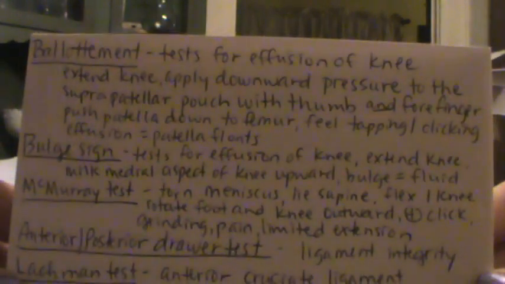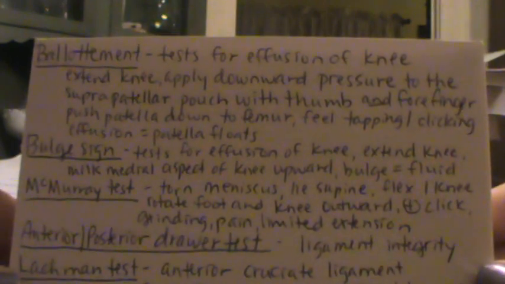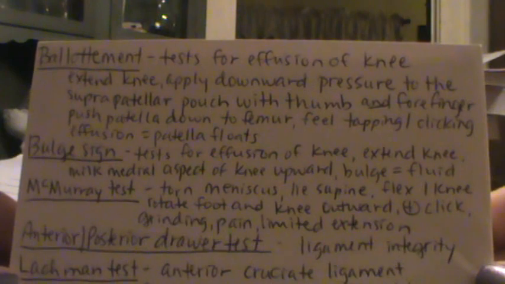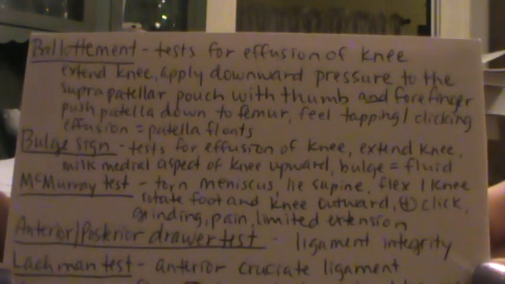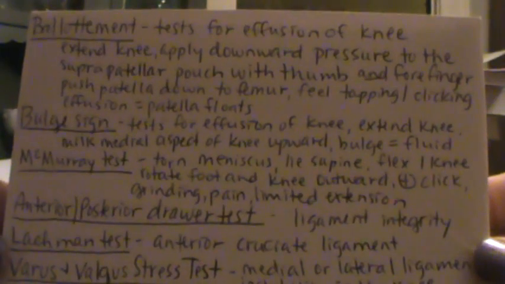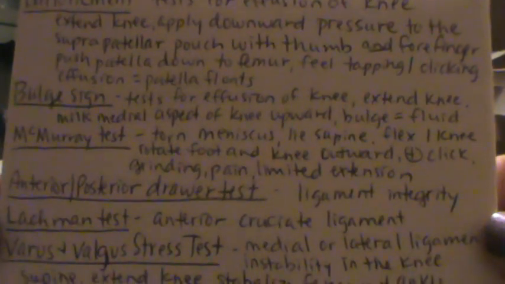The bulge sign is the next one. It also tests for effusion of the knee. We extend the knee and milk the medial aspect of the knee upward. If there's a bulge, that means there's fluid in the knee, which is what an effusion is.